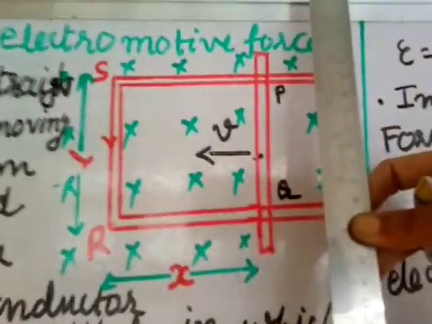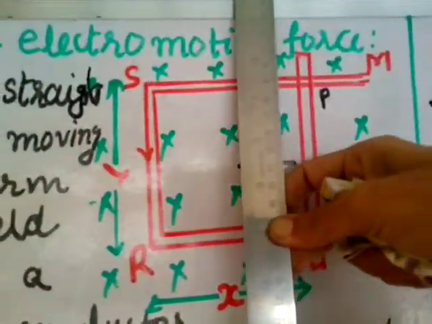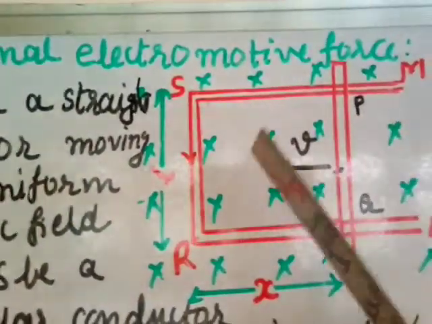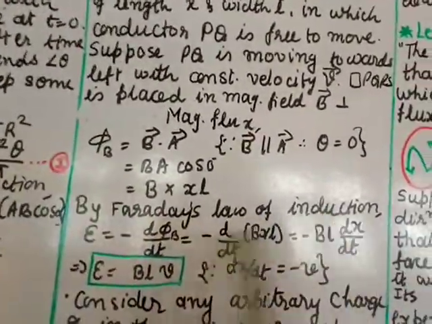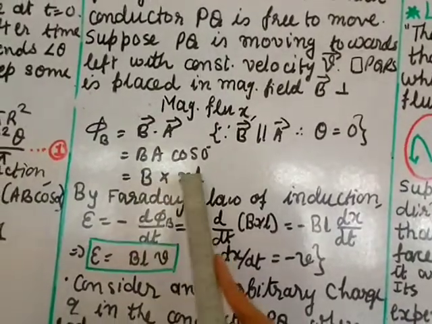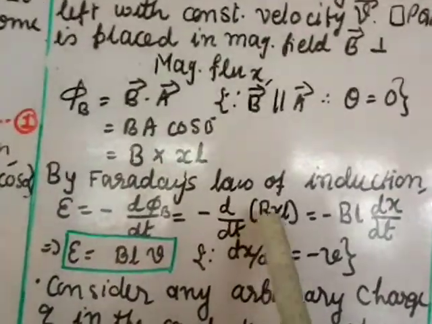Now you see, we have taken this PQ is moving, no? So there is a change in the area. When it is moving, there is change in the area. If there is change in the area, that means there will be an induced EMF by Faraday's law. So by Faraday's law of induction, E is equal to minus d phi B by dt. Put the value of phi B as xL. Now you see, B is not changing, length is not changing, but x is decreasing.